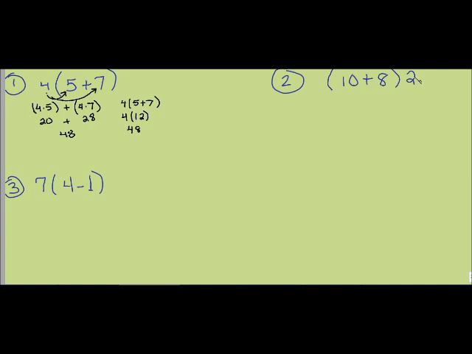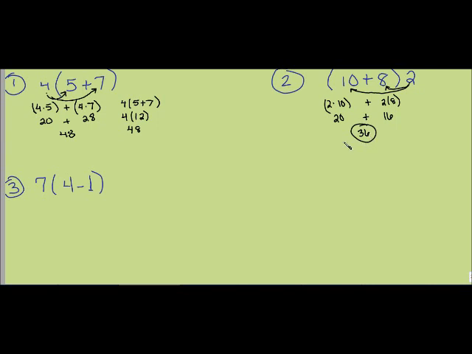Okay, next one. Here we have a left distributive property because the number we're multiplying both numbers by is on the left. Or a right distributive property because it's on the right side. So let's distribute. 2 times 10 plus 2 times 8. And let's solve multiplication first. 2 times 10 is 20, plus 2 times 8 is 16, and 20 plus 16 is 36.